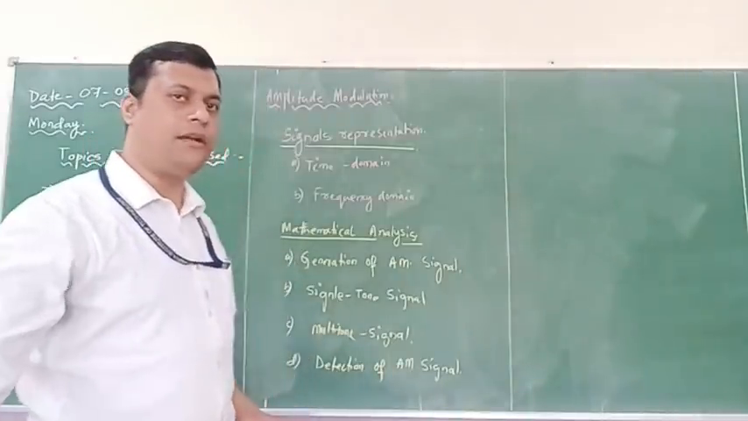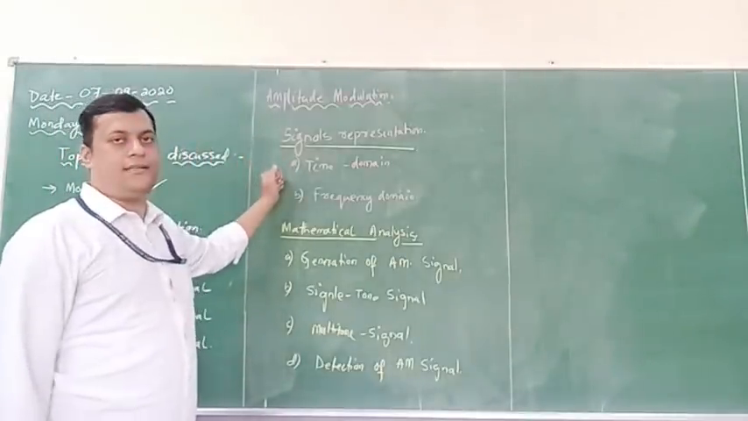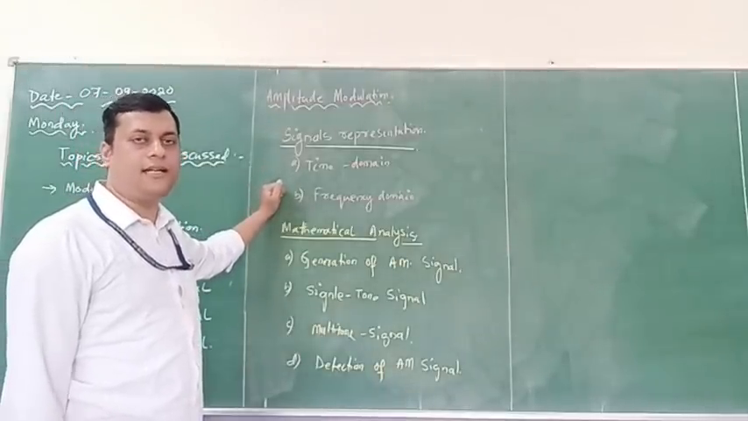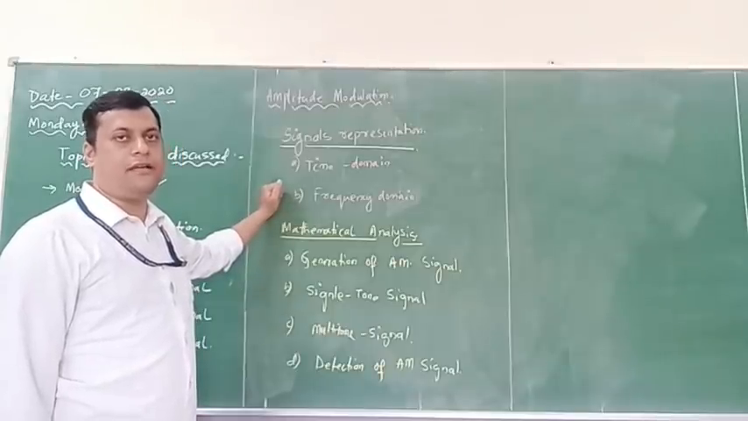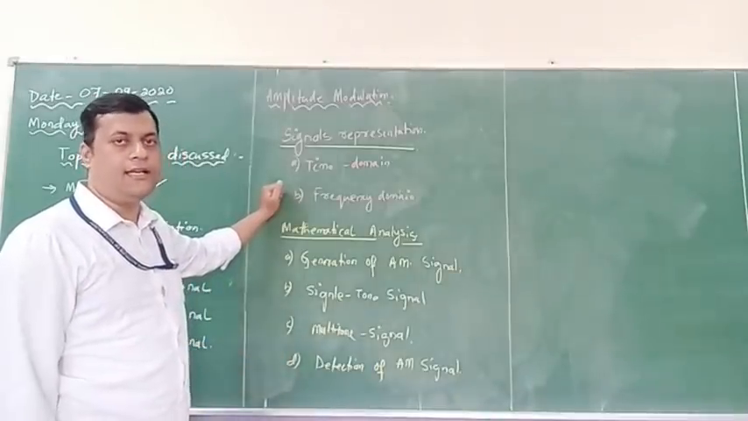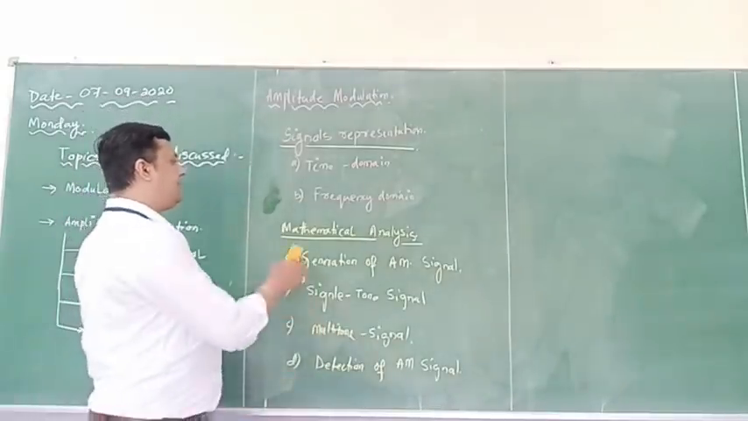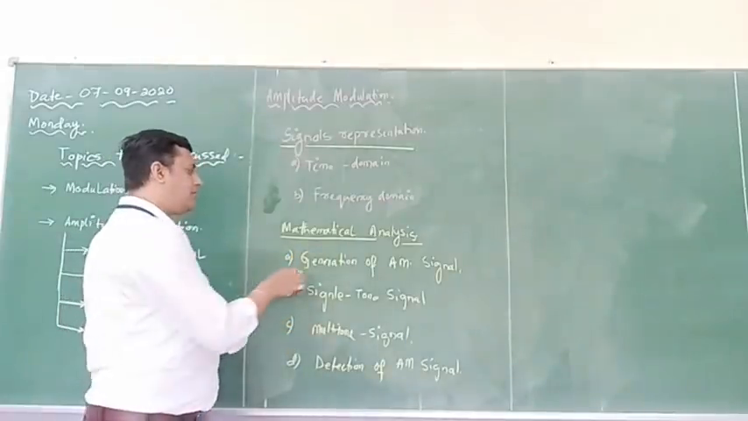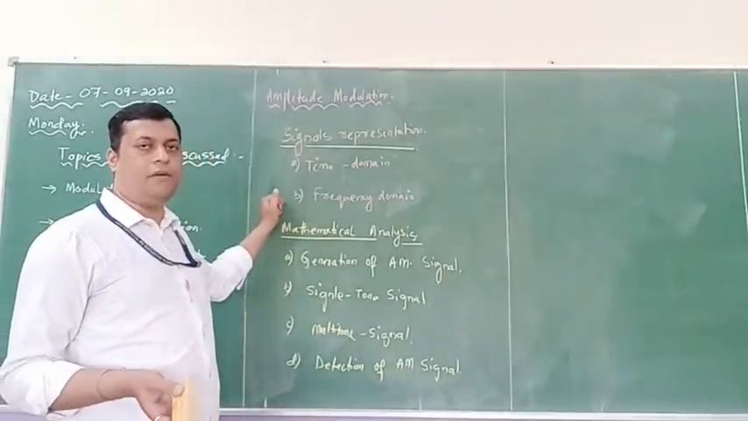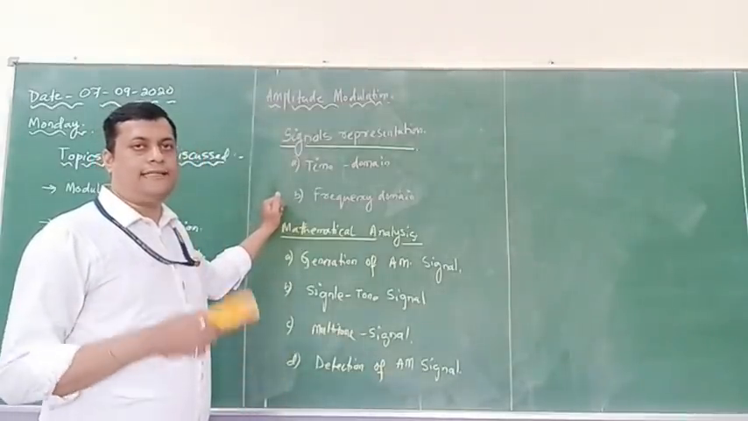So one by one we will see. First we are going to represent our signal, both in time domain as well as in frequency domain. But before that, we require this mathematical analysis so that we can represent each component of the time domain with respect to a frequency domain representation. Then in this mathematical analysis, first we will generate an AM signal with the help of the modulating signal and the carrier signal, with the modulating signal being a single tone.